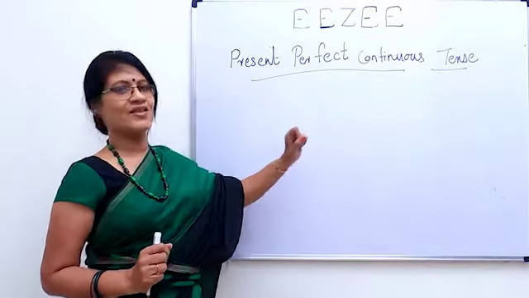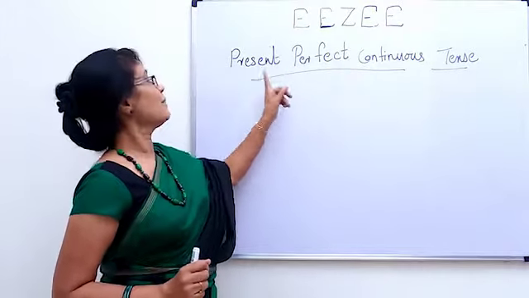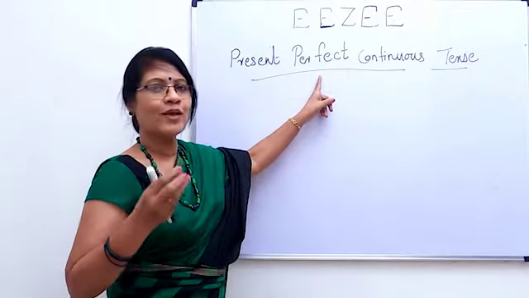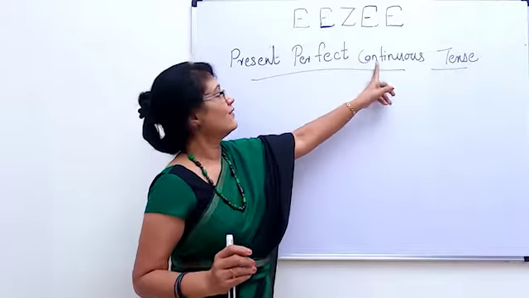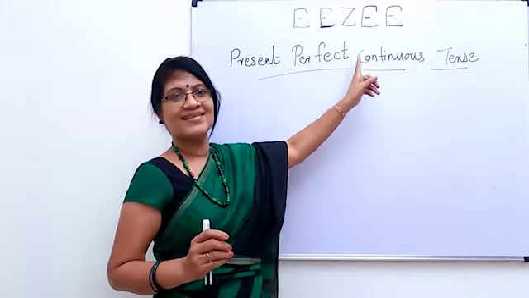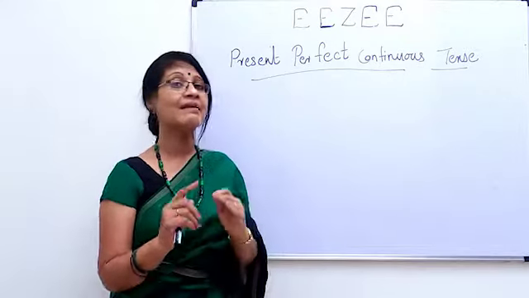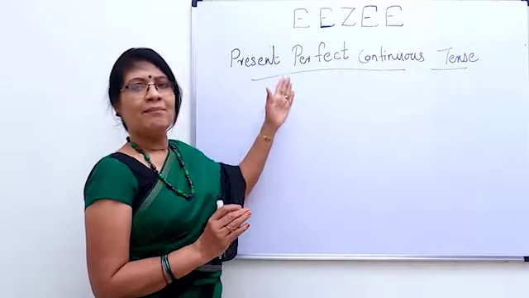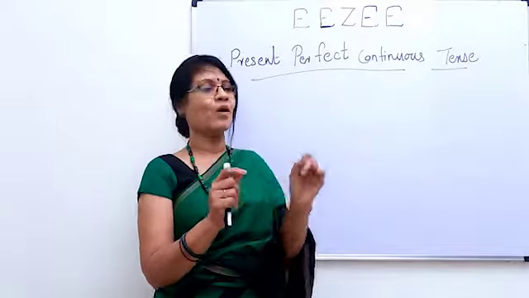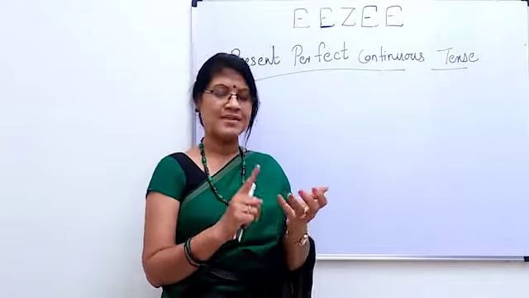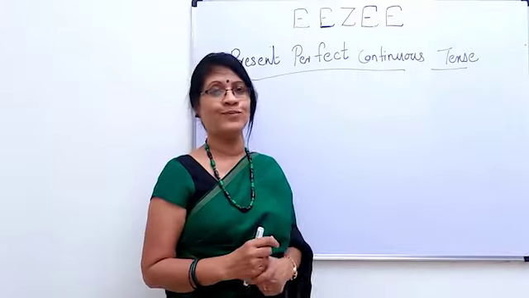As the name suggests, you can see here the word perfect is there. Present perfect. So, you know what is present perfect tense. Here there is another word, continuous. So, you have already learned present perfect tense and present continuous tense. Basically, this present perfect continuous tense is a mixture of these two tenses. We can say it's a combination of these two.